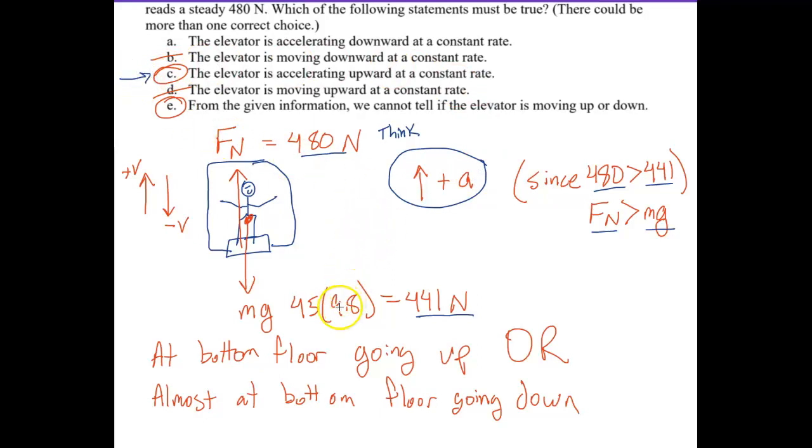In order to figure out whether you are moving up or down, you have to be told that. Because if you're at the bottom floor and you're moving up, this could be true. If you're almost at the bottom floor and going down, this could also be true because your acceleration in both cases is up. So from the given information, we can't tell if the elevator is moving up or down. And they said there could be more than one choice, and that's why both C and E are correct.